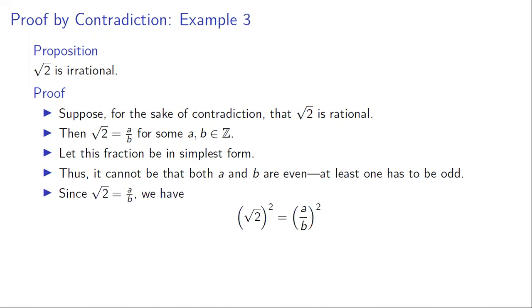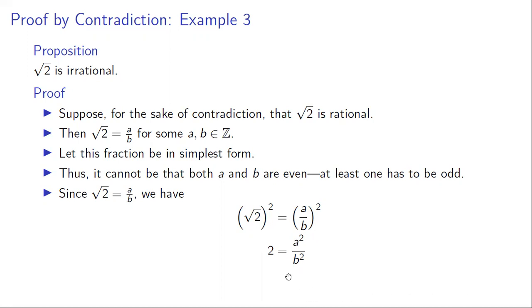Now, since the square root of 2 is equal to a divided by b, we can square both sides. So the square root of 2 squared is equal to a divided by b, squared. This on the left simplifies to 2, and on the right, you might remember that when you have a fraction raised to an exponent, the exponent can be placed on the numerator and on the denominator. So 2 is equal to a squared divided by b squared.